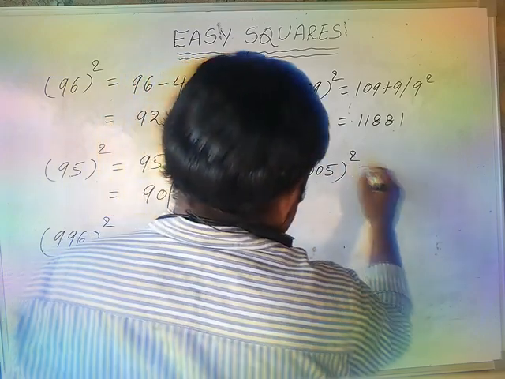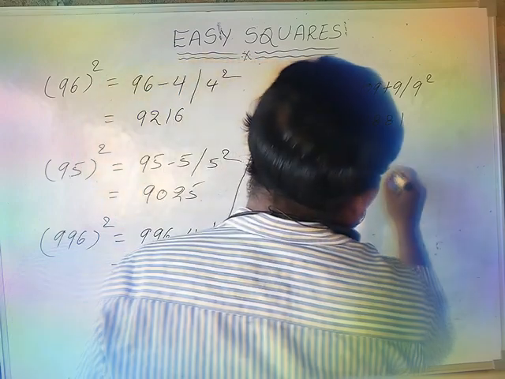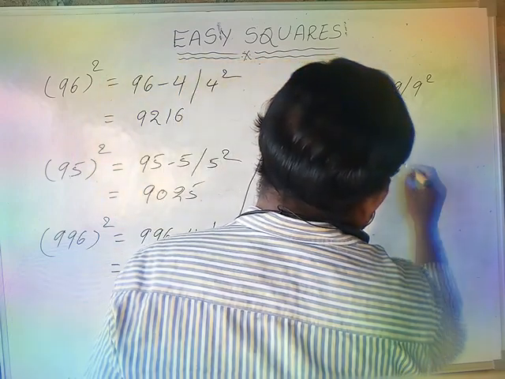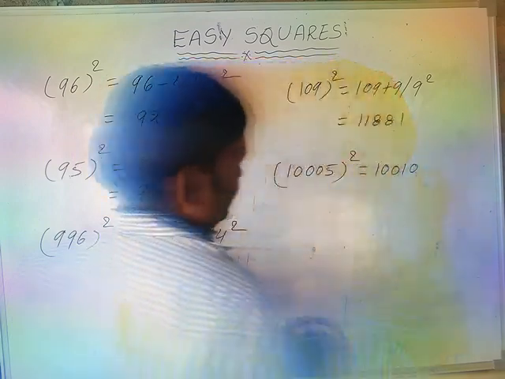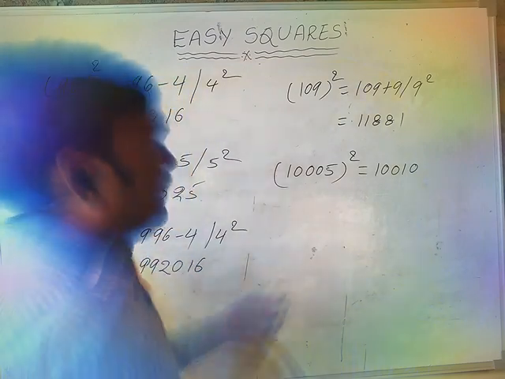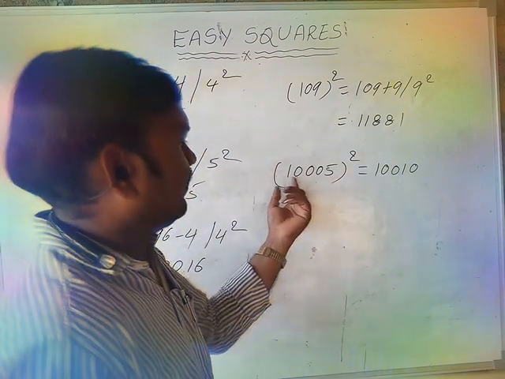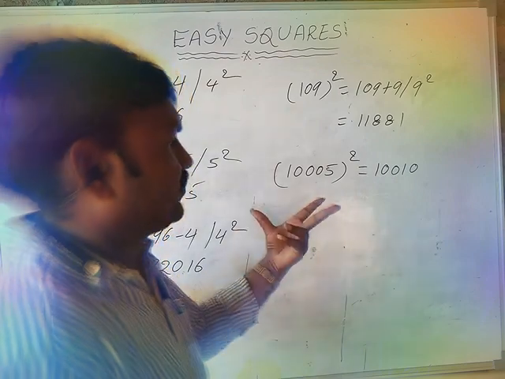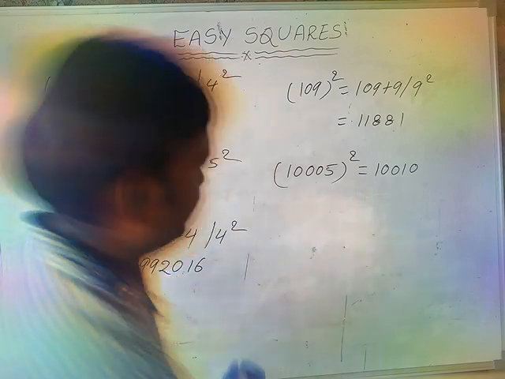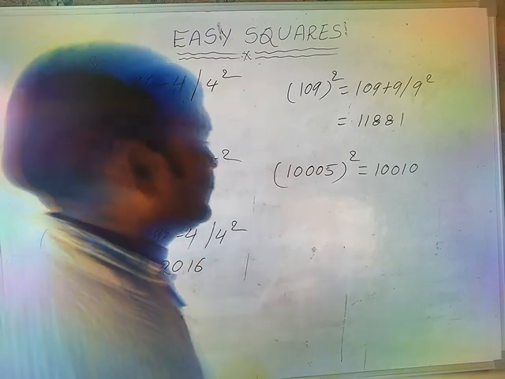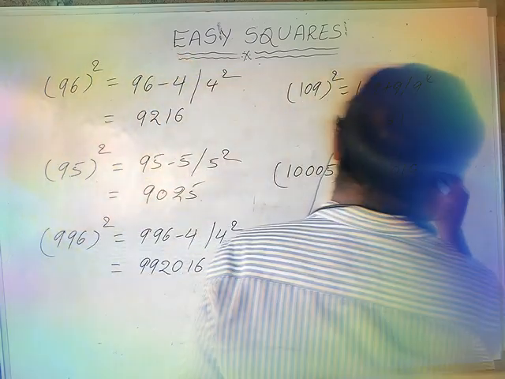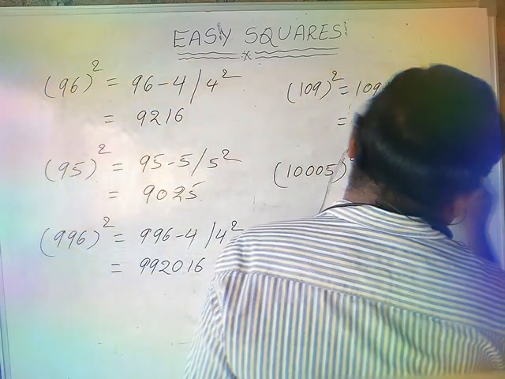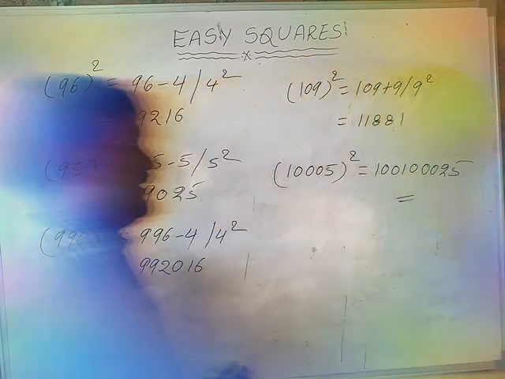1005 whole square. This is equal to 1010. 5 square means 25. But there are 3 digits required. 25 means 2 numbers. So that's why we will take here 2 zeros before 25. 00 25 is the correct answer.